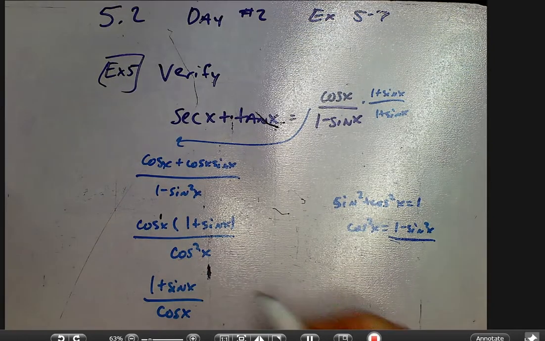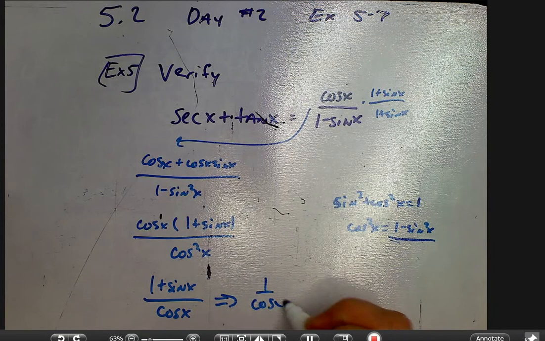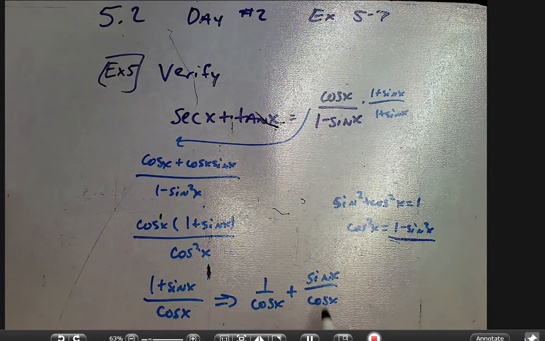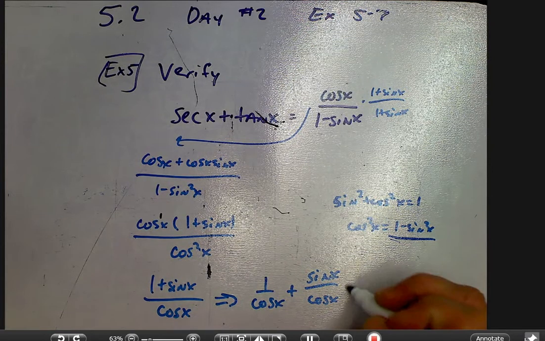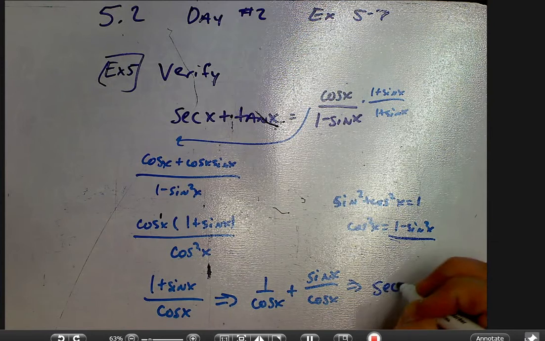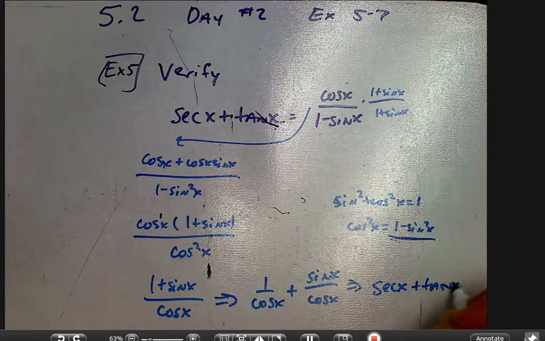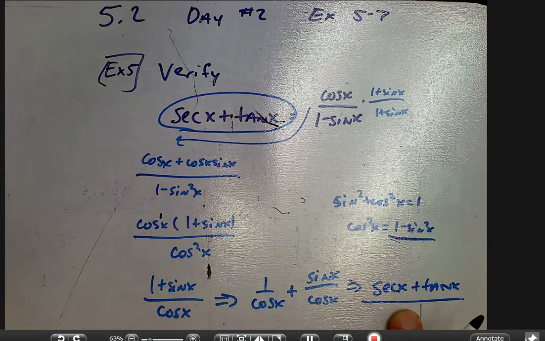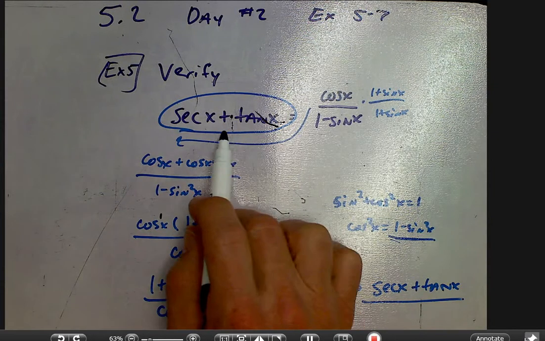Okay, I'm going to break this apart into two fractions, meaning 1 over cosine of x plus sine of x over cosine of x. And I know this is good because if I add these two fractions together, I end up with a fraction on the left, so I know it's an okay thing to do. 1 over cosine, we know that is secant of x. Sine over cosine, we know that is tangent of x. And that is the original problem. And since I've just made the right side look like the left side, I know I'm finished.